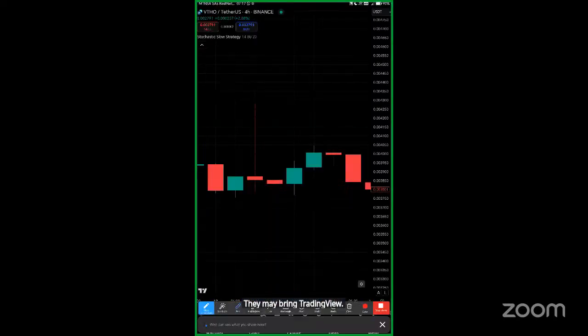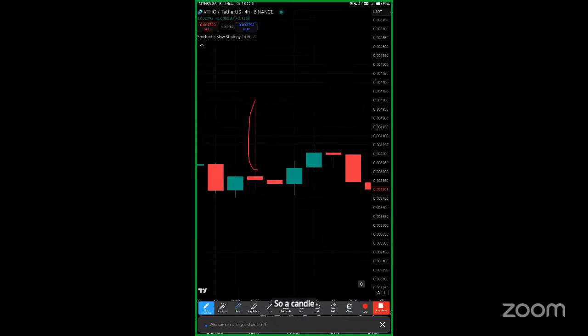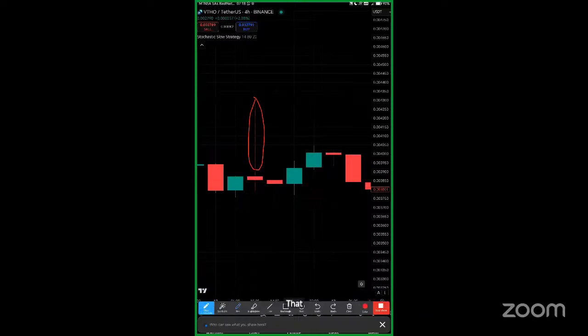When a candlestick has a longer upper shadow like this, it simply means it is buyers who pushed the price high up, because buyers open from the bottom and close on top. So first of all, what you need to know is that the pressure that pushed this price to this top is buyers. It means that buyers flexed their muscle high.